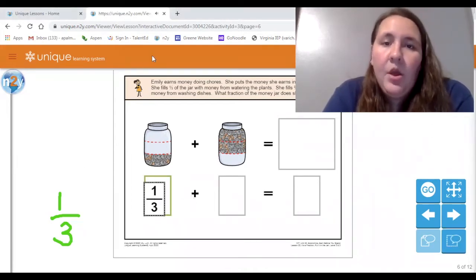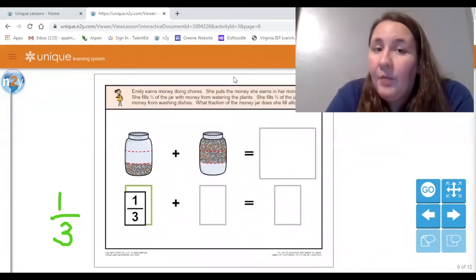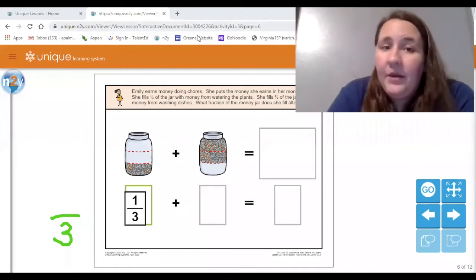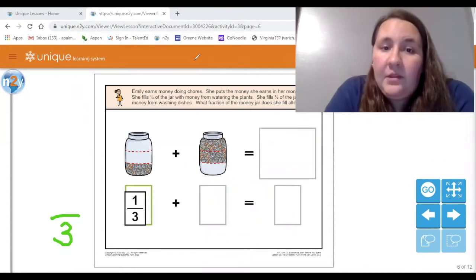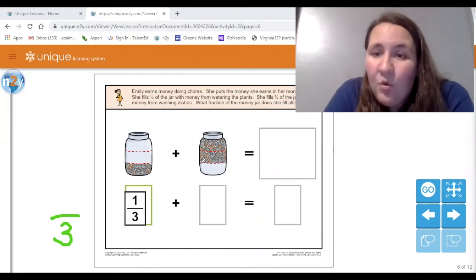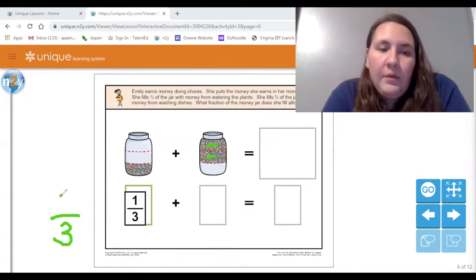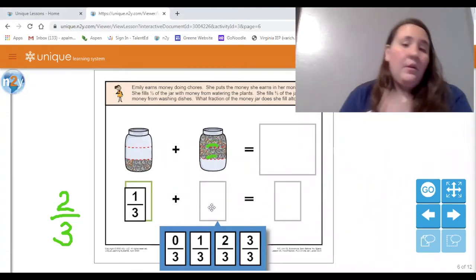Great job. All right, I know my denominator is going to stay the same, right? So I'm just going to erase my numerator, because we said when we were adding, our denominator goes all the way across the same, right? So my jar still has 3 pieces for a whole, but how many pieces have coins now? Let's count together. Ready? 1 and 2. Beautiful job. You try and make a 2. All right. So with your finger, can you find the number 2/3?